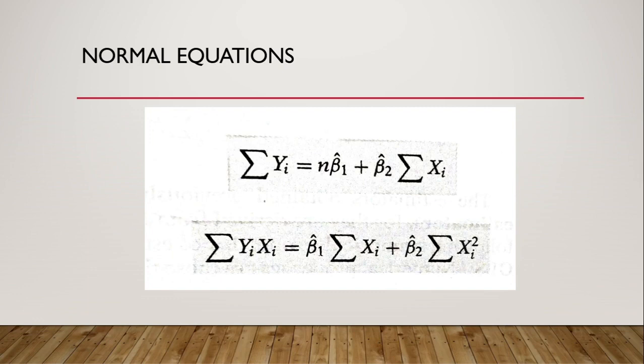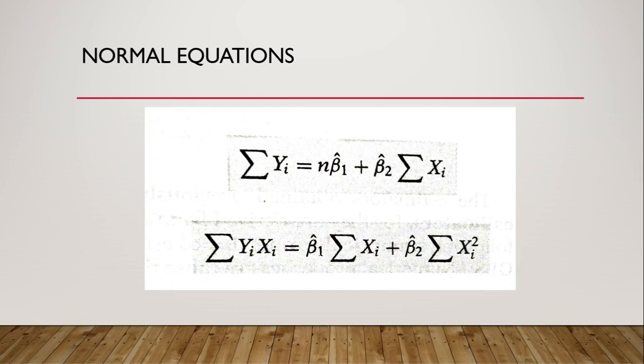So when we apply the principle of least squares to the two variable regression model, which satisfies all the assumptions of the classical linear regression model, we get two normal equations. The first normal equation is sigma yi is equal to n beta 1 hat plus beta 2 hat sigma xi, and the second normal equation is sigma yi xi is equal to beta 1 hat into sigma xi plus beta 2 hat into sigma xi square. These are the two normal equations. We have two equations and two unknowns, beta 1 hat and beta 2 hat. So we have to solve these equations to obtain the unknowns.